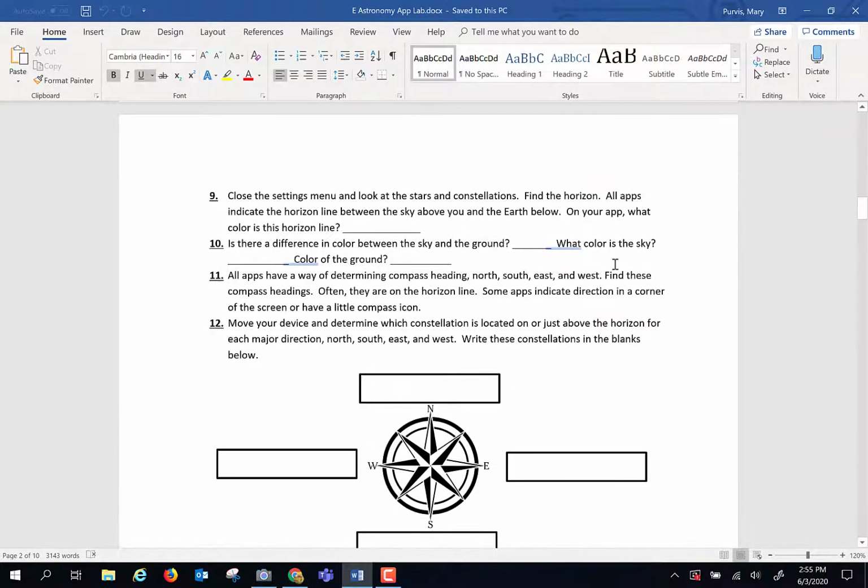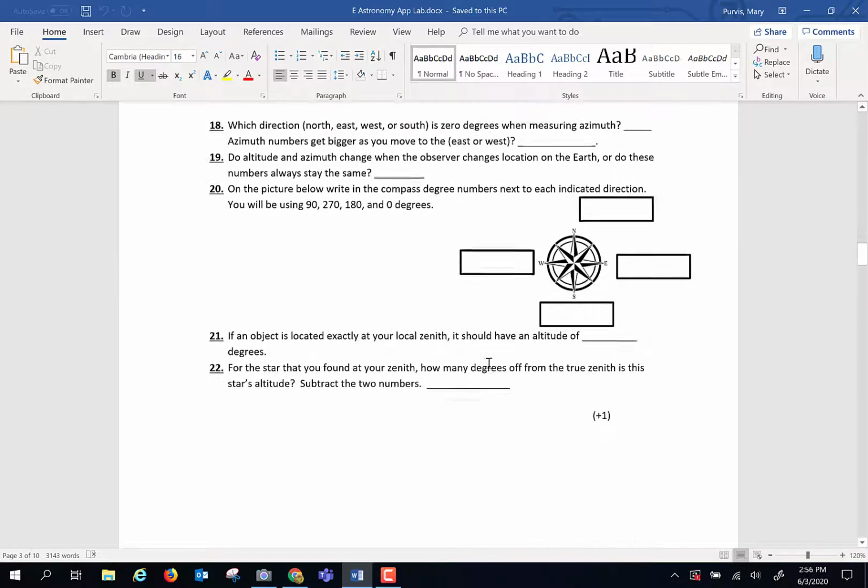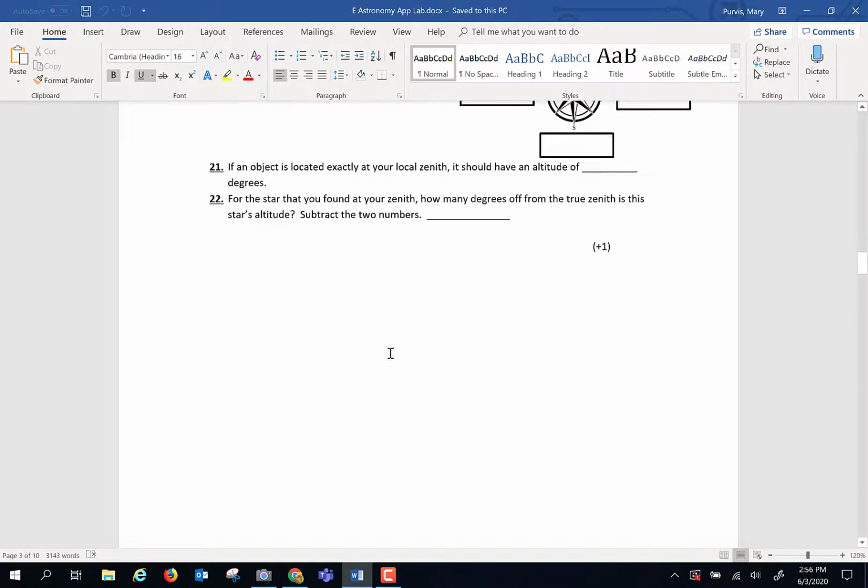I tried making the lab very generic. I had all the free apps in front of me while I made the lab, and I tried to ask a lot of generic questions that would work on most all of the apps. So using your app, I ask you some questions about what constellations are on the horizon: north, south, east, west, and so on.